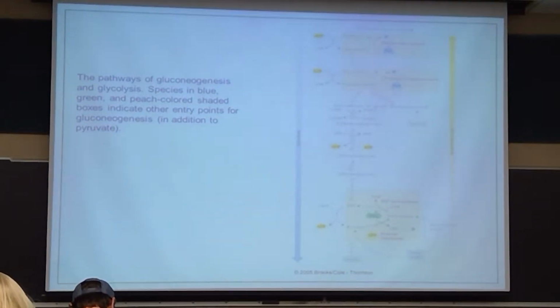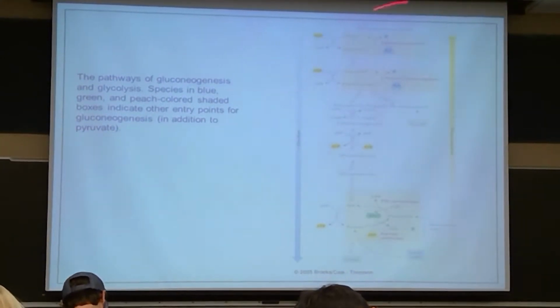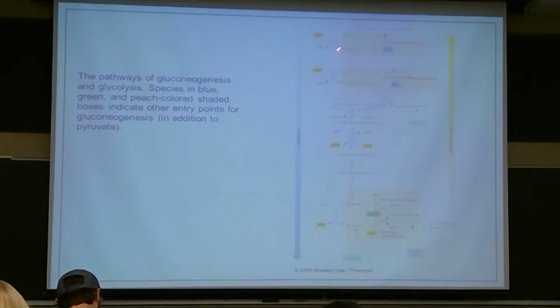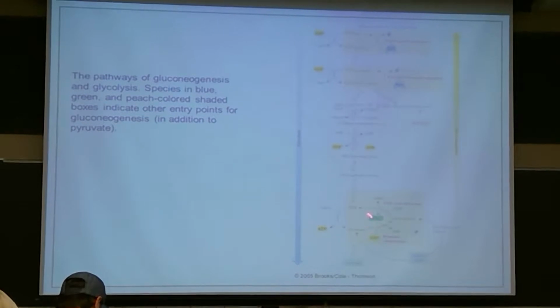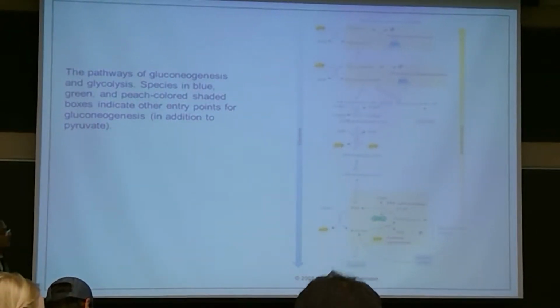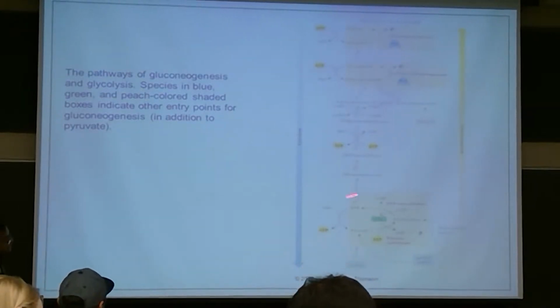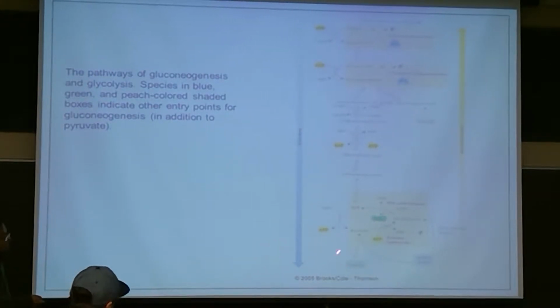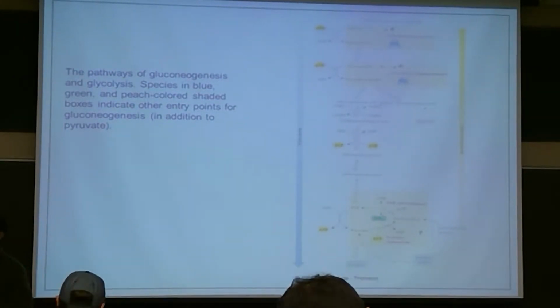Correct? So in glycolysis, you have glucose, and it goes all the way to 2 molecules of pyruvate, and in gluconeogenesis, pyruvate is converted into glucose. But for the TCA cycle, pyruvate gets converted into acetyl-CoA.